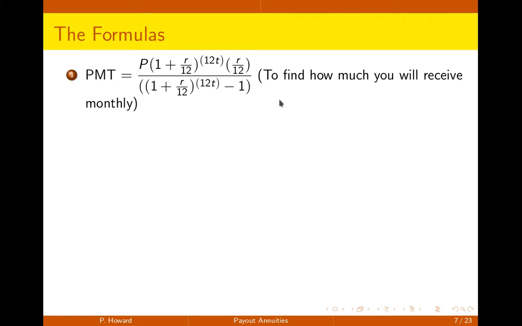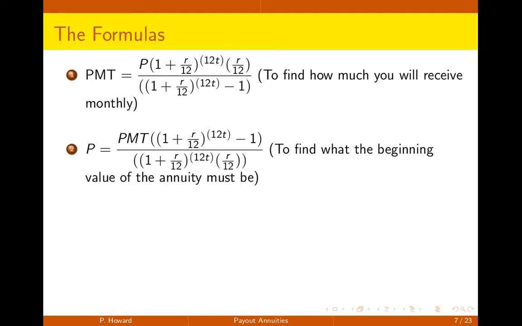If you know how much you want to receive monthly, and you want to know what the initial value of the annuity has to be, then this is the formula for calculating the starting value of the annuity given the payment you want to receive, and the interest rate, and the time in years. So this second formula is really just obtained by solving the first formula for P. Just a little bit of algebra involved there.